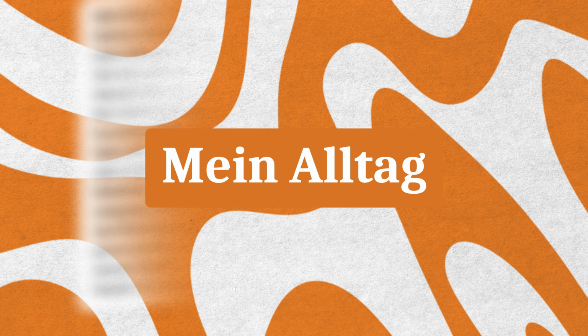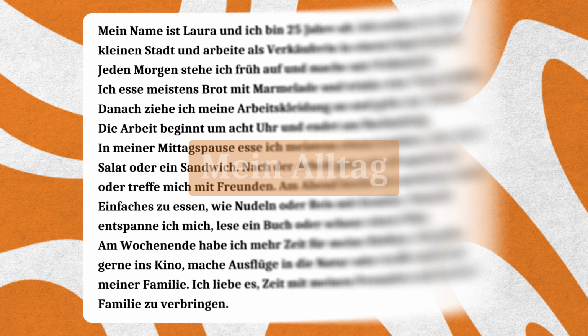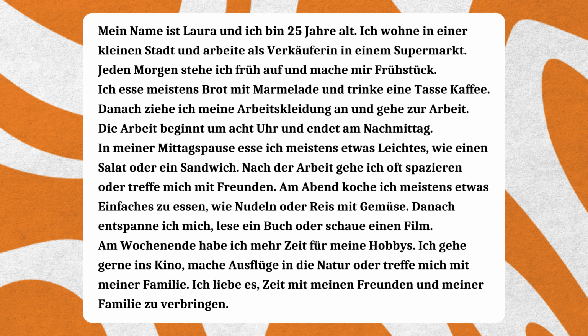Let's begin with reading the text. So, as I said, you will read the first sentence first, and then I will repeat so you can check if you read it correctly. Mein Alltag. Now would be the time to read the first sentence. Mein Name ist Laura und ich bin, you can skip the year, we haven't learned this yet, Jahre alt. Now you.